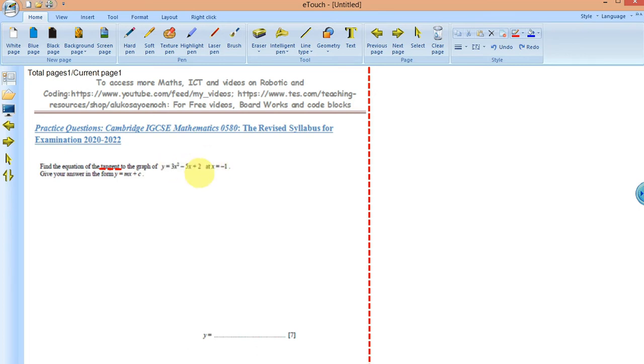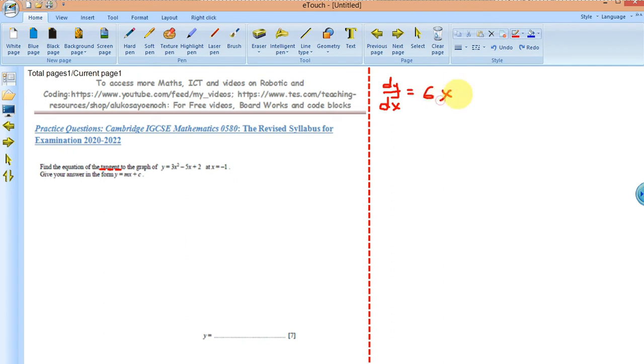So from y equals this, what is dy/dx? We differentiate the function, and that should give you the gradient. So when you differentiate this, you have 6x minus 5.